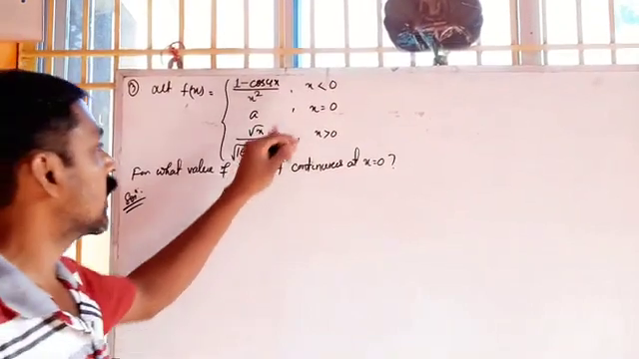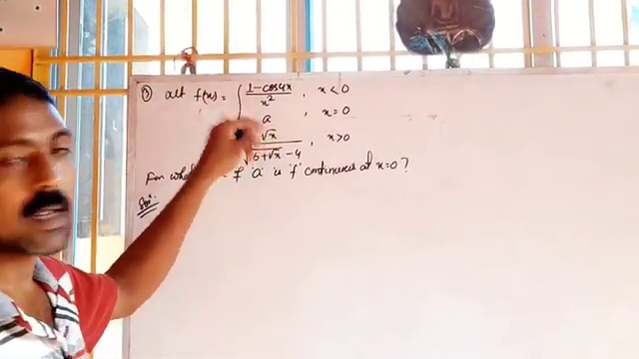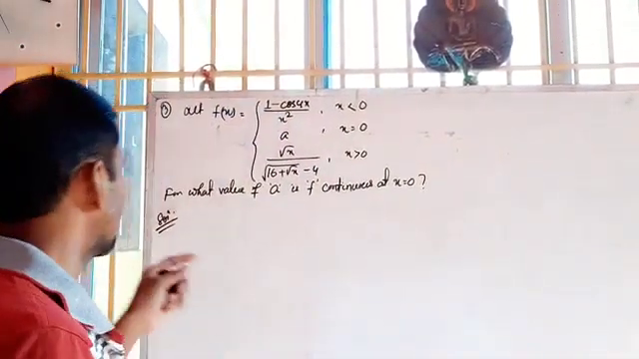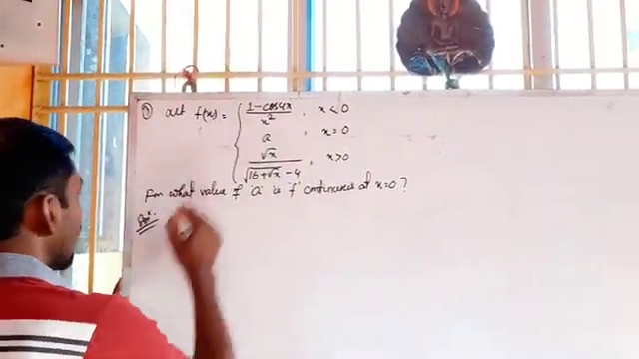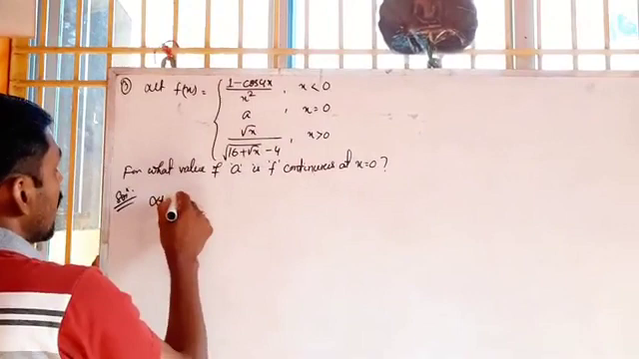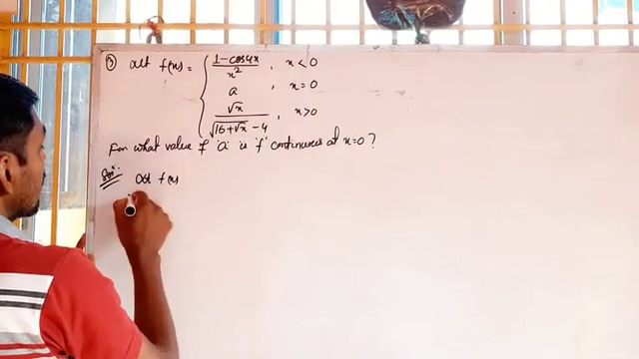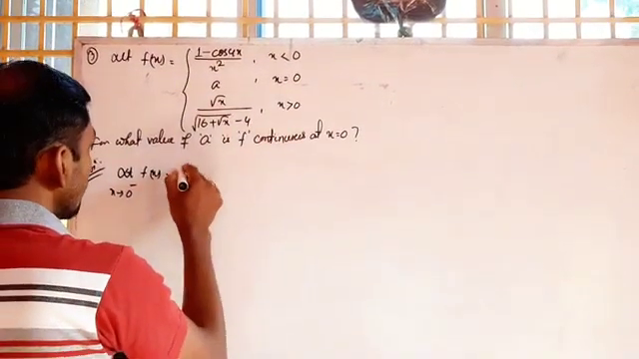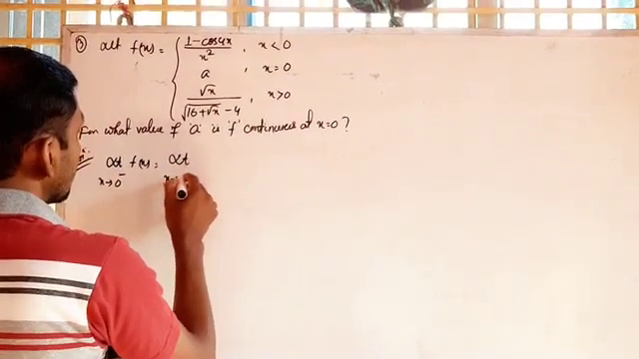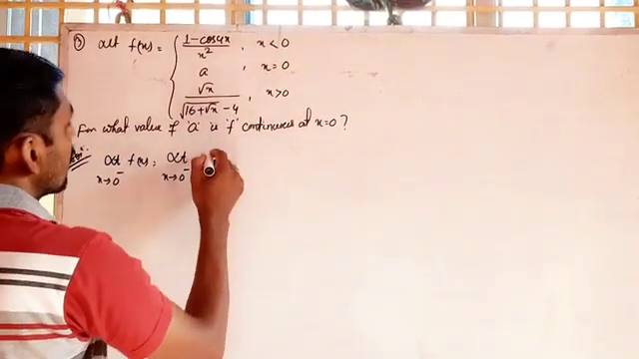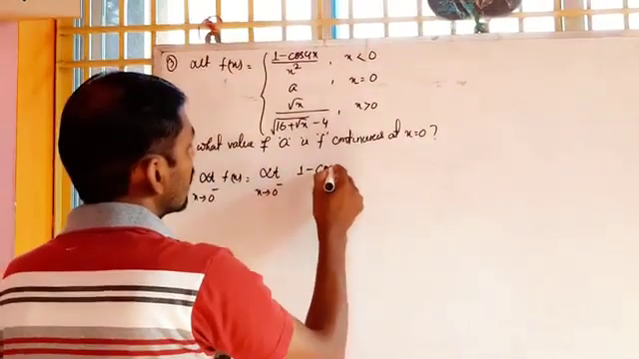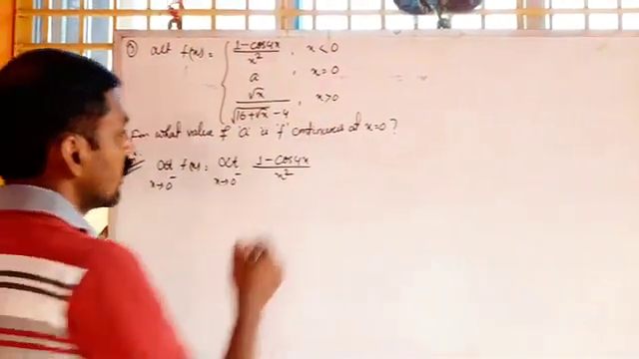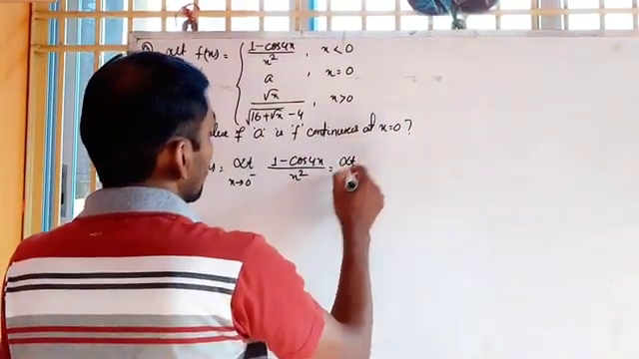And if you have to find the value of some unknown quantity like this, then after equating, directly you will get it. So here also first we will find left hand limit and right hand limit. So first, limit of f of x as x tends to 0 minus. For 0 minus, the function is 1 minus cos 4x by x square. So limit x tends to 0.